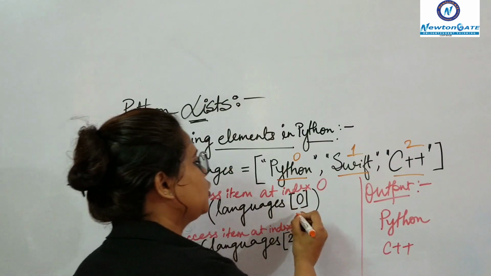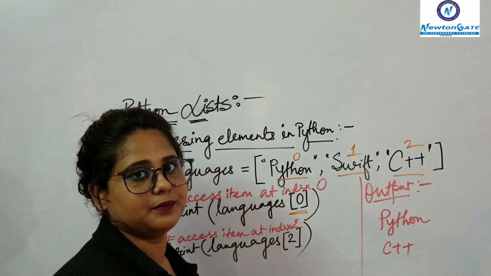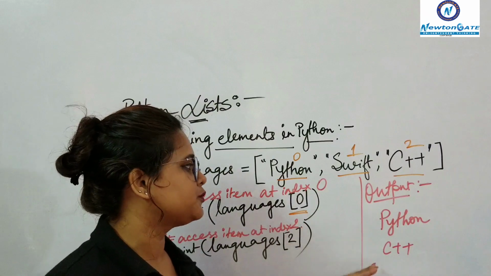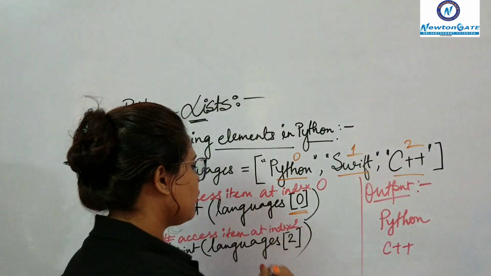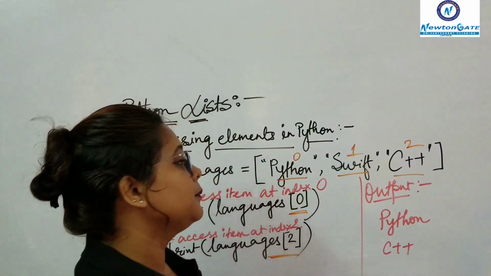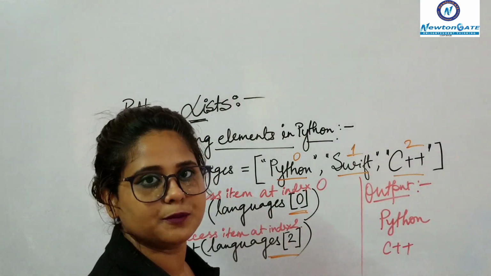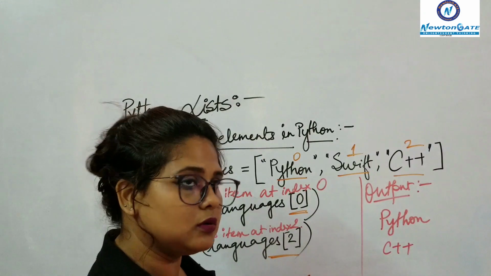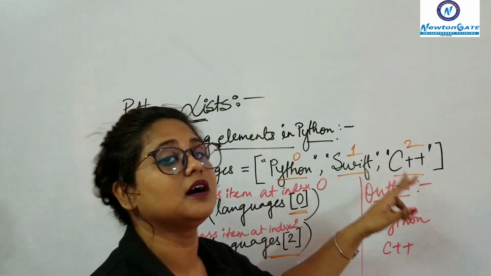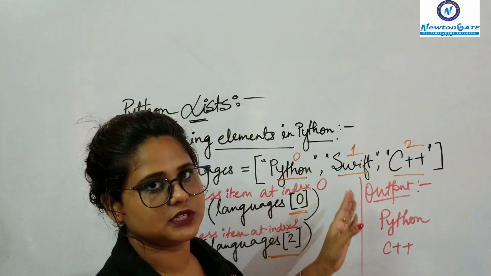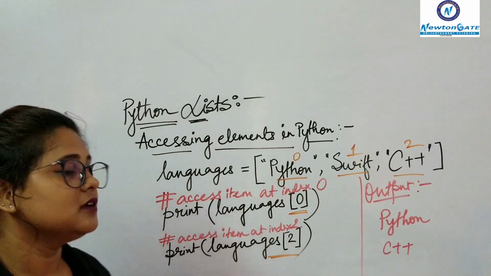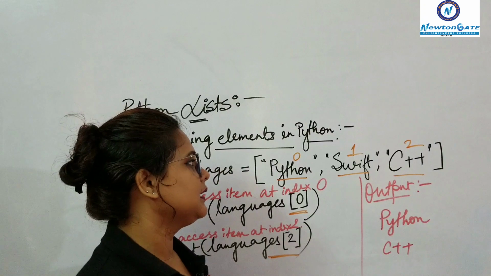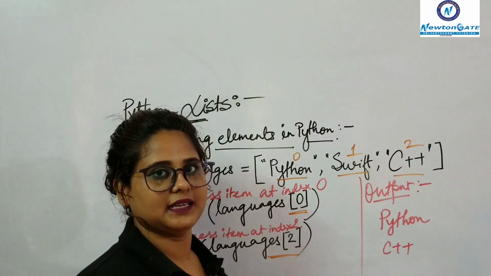So similar to strings, we have indexing in lists as well. If we want to access the 0th index element, that will give the output Python because that's the first element. Now if you want to print the element at the second position, that means index 2, that will be the third element because it starts from 0. Okay, so this is my positive indexing. So now what is negative indexing?